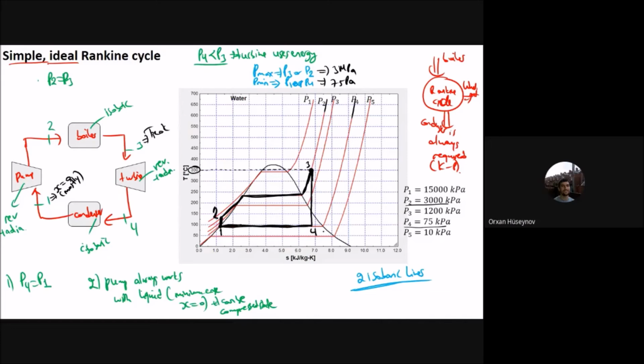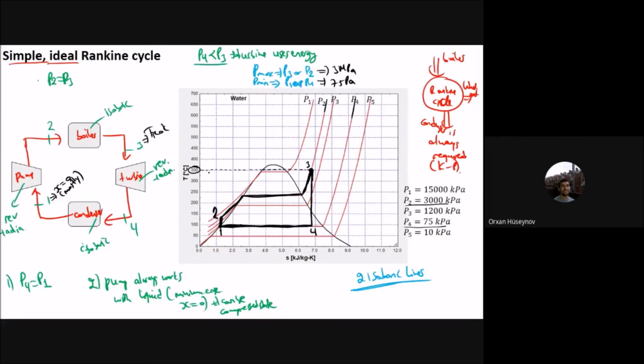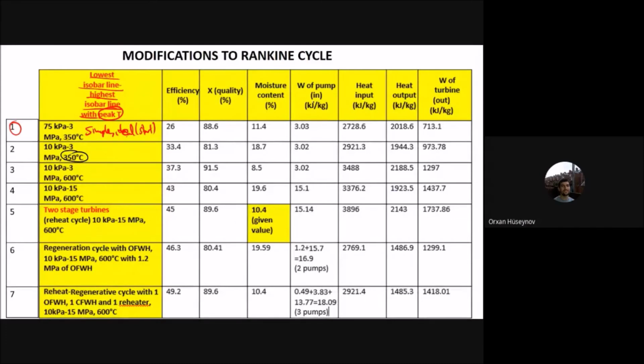we will have this process from 1 to 2, the pump, from 2 to 3 the boiler, from 3 to 4 the turbine, and from 4 to 1 the condenser. Okay, and the values are given: 75 kilopascals, 3 megapascals, and the temperature is 350 degrees Celsius. What you can do is find the efficiency of the cycle, the quality, the moisture content, the work of the pump, heat input and heat output, as well as the work of the turbine. Now let's solve it.